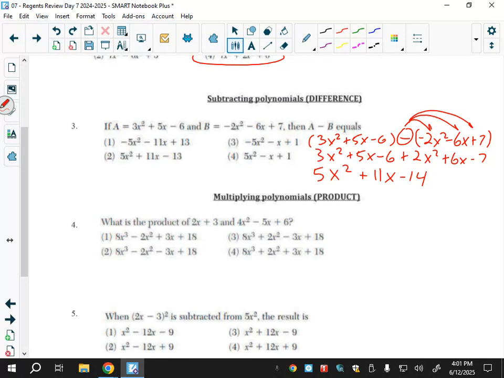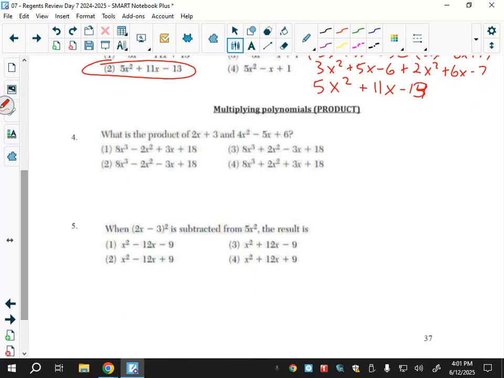So that's going to give us, that should be 13.5x squared plus 11x minus 13. Okay. Multiplying our polynomials, that's where we're using that double distributing, triple distributing, whatever it might be. So we've got, what is the product of 2x plus 3 and 4x squared minus 5x plus 6? So we're doing a binomial times a trinomial.